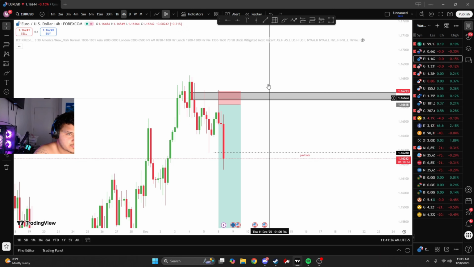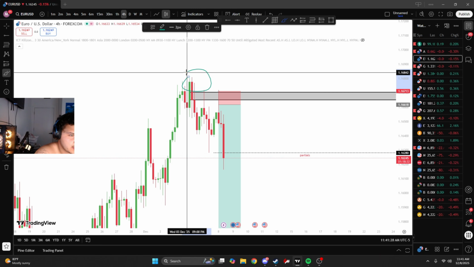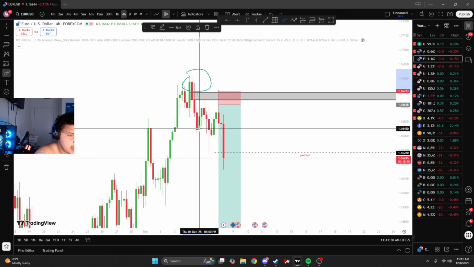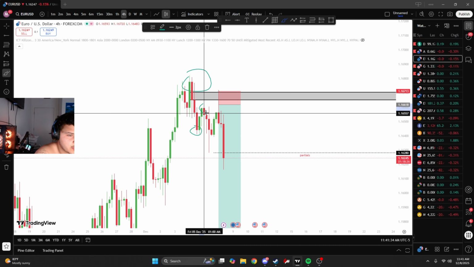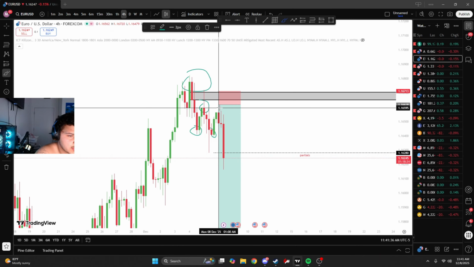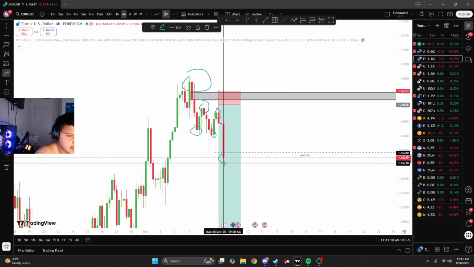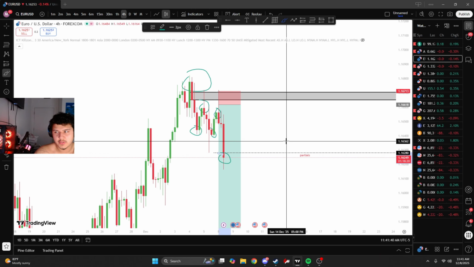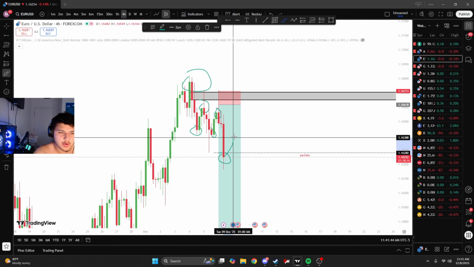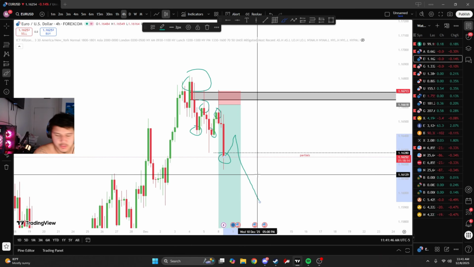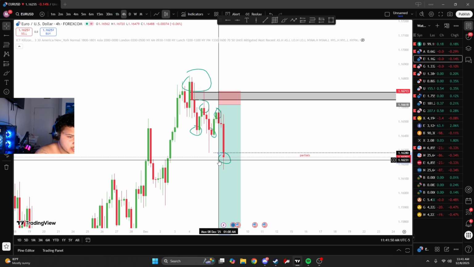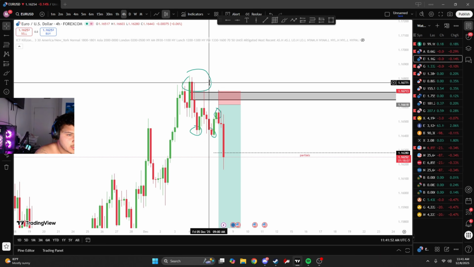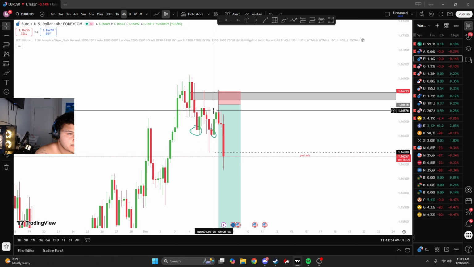This is the highest point, and then we came down, broke under this, made a lower low, then a lower high, and then a lower low, and then a lower high, and now we're making that lower low. So what we could kind of assume next is we're gonna make a lower high and then another lower low and keep pushing down.